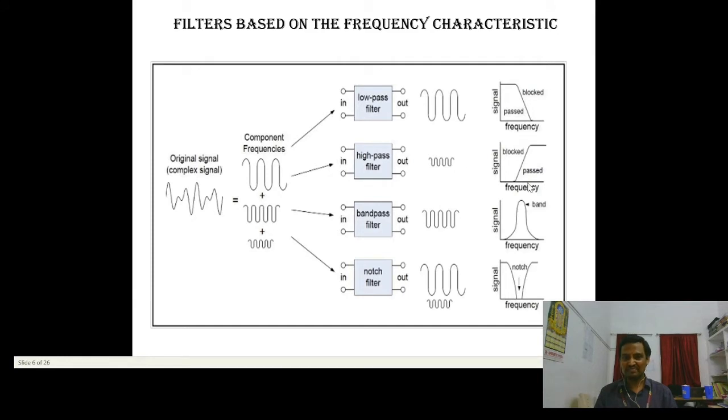What do you mean by a high pass filter? It allows the frequencies above the cutoff frequency. The third one is the band pass filter. What do you mean by a band pass filter? A certain band of frequencies, in between two cutoff frequencies, is allowed. That is the band pass filter. And the fourth one is the band elimination filter, also called the notch filter.